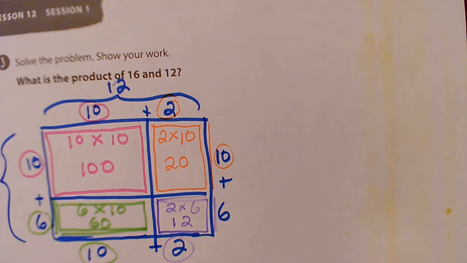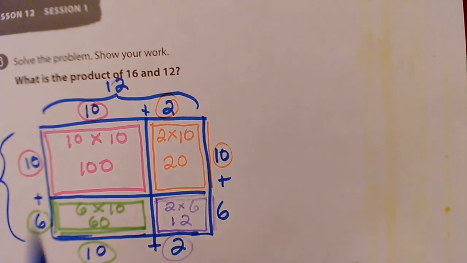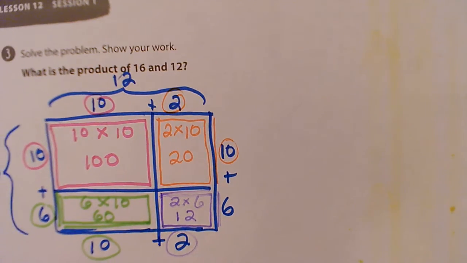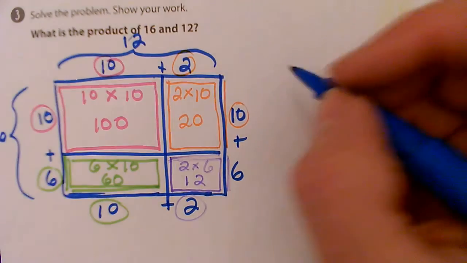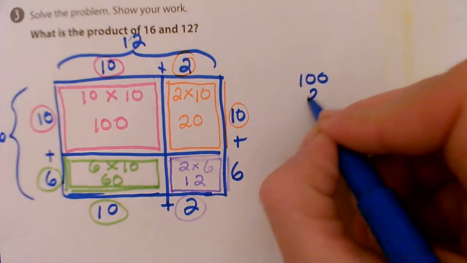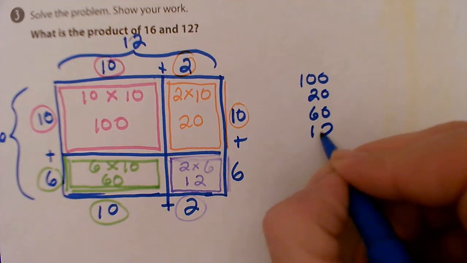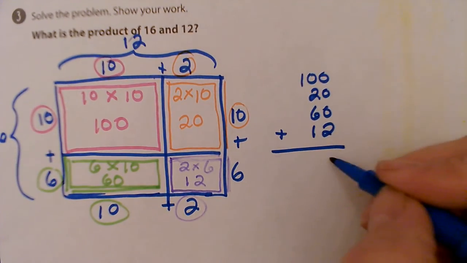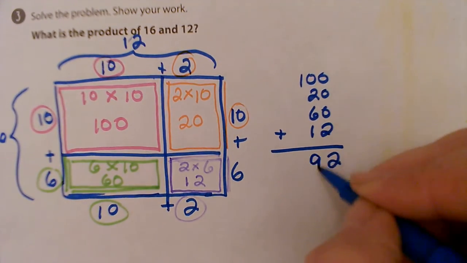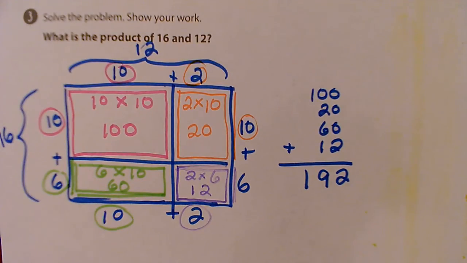And remember the last step? We have to add all these 4 rectangles together to get our big blue rectangle. So I'm going to go ahead and do that over here. So I take my 100, I take my 20, I take my 60, and I take my 12, and I just add them all together. I get 2, 9, 1. So you should have gotten 192 when you figured that one out.